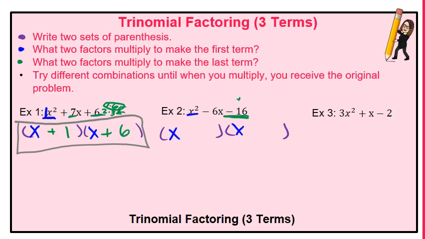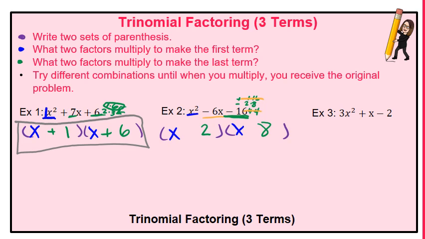So I have to have a positive and a negative. And I could have 1 times 16, 2 times 8, 4 times 4. Those are all my options. So mentally, let's go through that process. If I need to get a middle term of negative 6, well, 16 and 1 ain't going to get me there. 2 and 8 might, 4 and 4 won't. So I've narrowed down my options to 2 and 8.